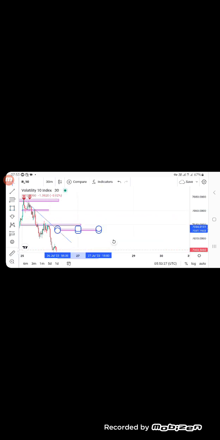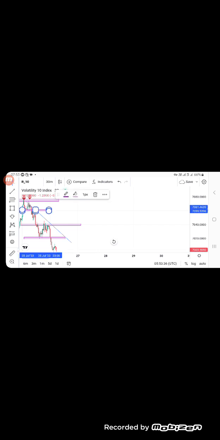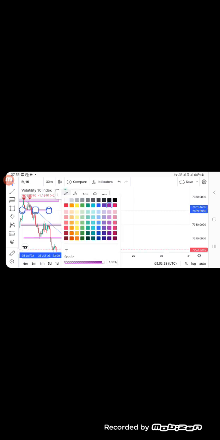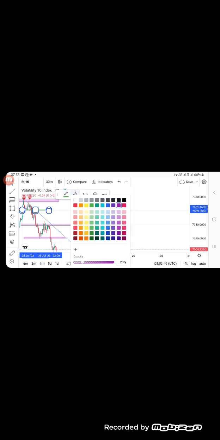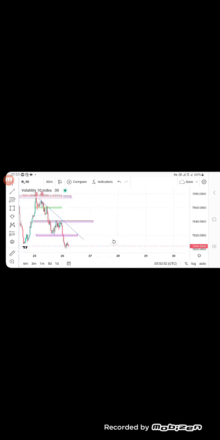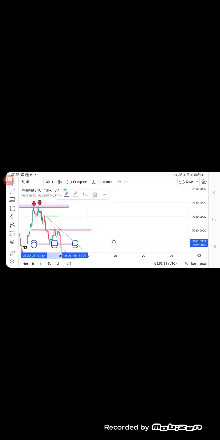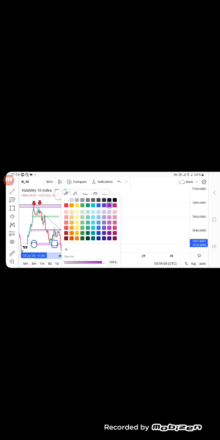So if you can see, I'll be marking my supports with green. There you go. So a channel is supposed to have like two ends, right? So the resistance and the support. So I'll be marking my support with green.